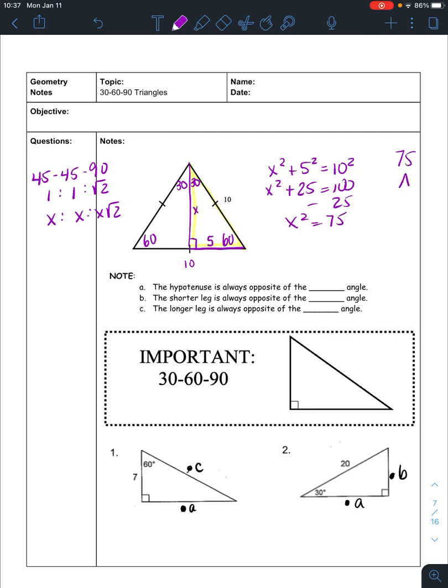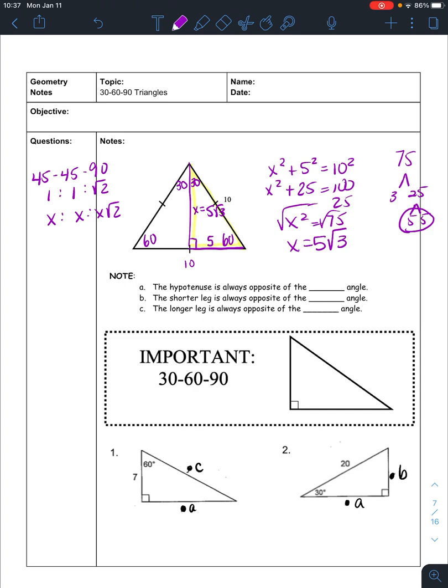If we simplify that 75 and leave it in radical form, we have our pair of 5s that, when we take the square root of both sides, that pair of 5s comes outside, that leftover 3 stays inside. And so we can find out that that long leg is 5 root 3.